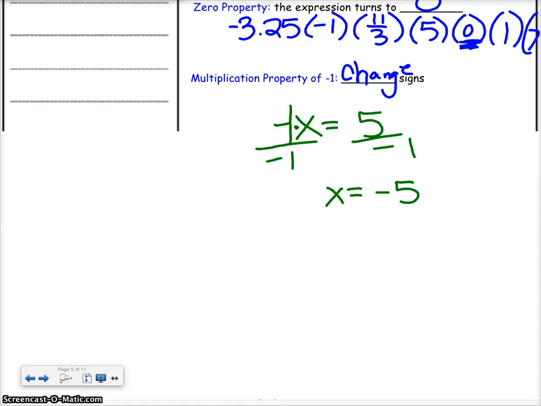I don't show that kind of work when I utilize this property. If I see -x equals 5, I just know that I can get rid of the negative by doing it to both sides. So this then would turn to -5. I just change the sign of everything. All right, let's apply it.